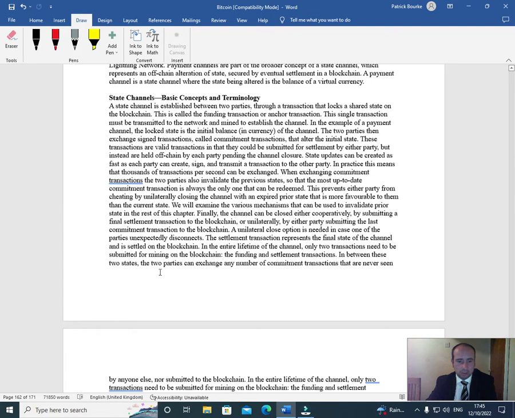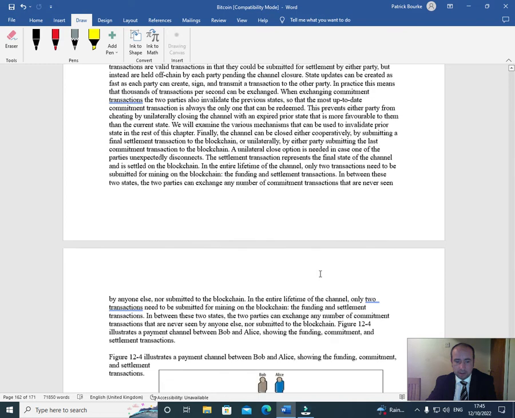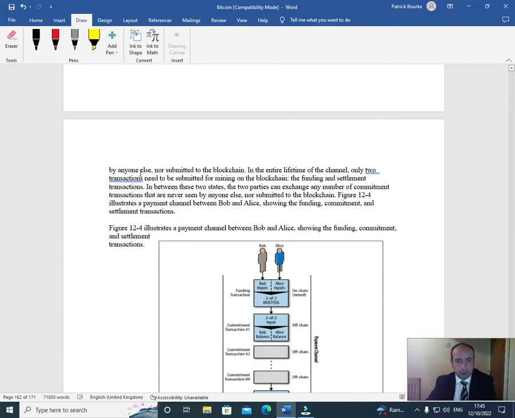In between these two states, the two parties can exchange any number of commitment transactions that are never seen by anyone else nor submitted to the blockchain.